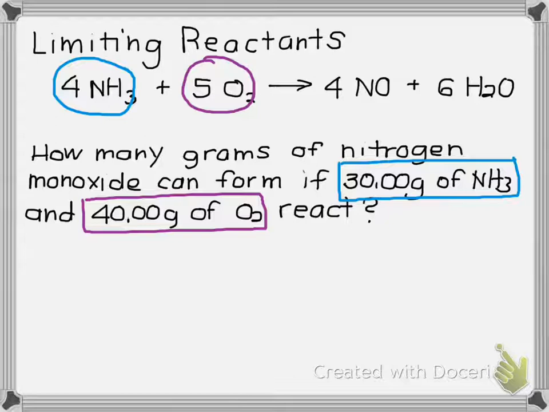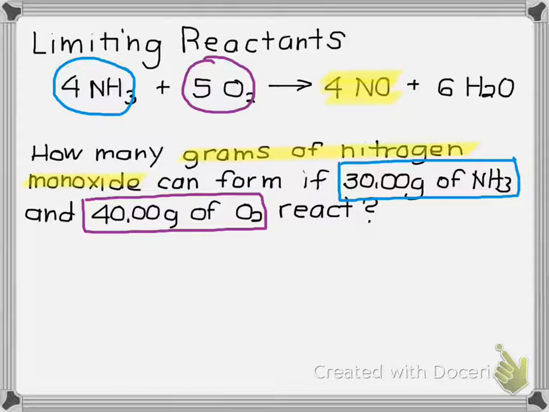This problem also asks us to find the grams of nitrogen monoxide. So it's asked us to find the amount of this product right here that will form. Now, water is another product, but in this case it hasn't asked us to determine anything about the water, so we will be able to ignore it.